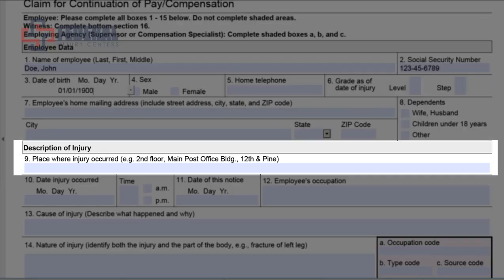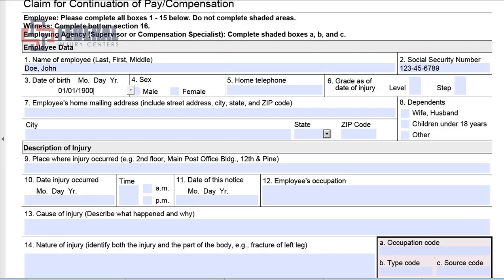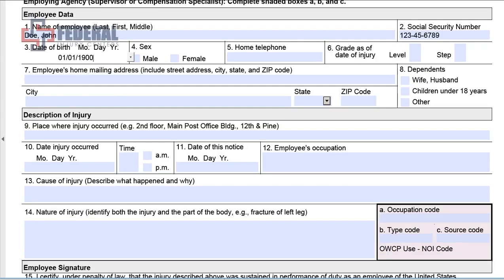In box 9, this is where some people do have some problem. Box 9 asks place where injury occurred. In box 9, sometimes what people will put in here is the body part that was injured, right elbow. This is incorrect. You'd put that in box 14. This is asking for the address of where you got hurt, which brings me up to this point.